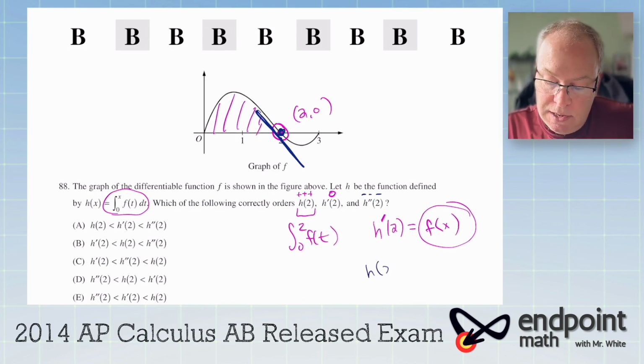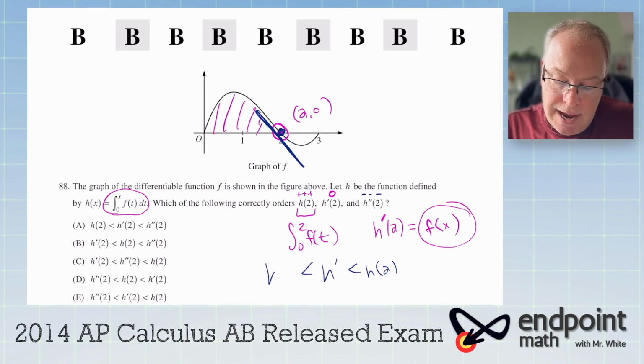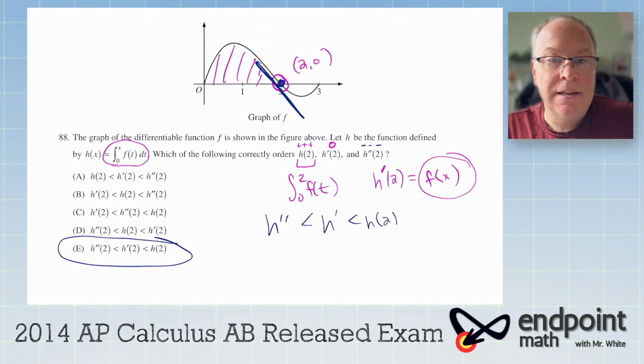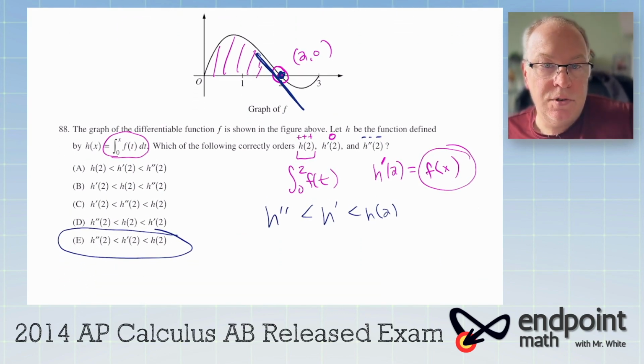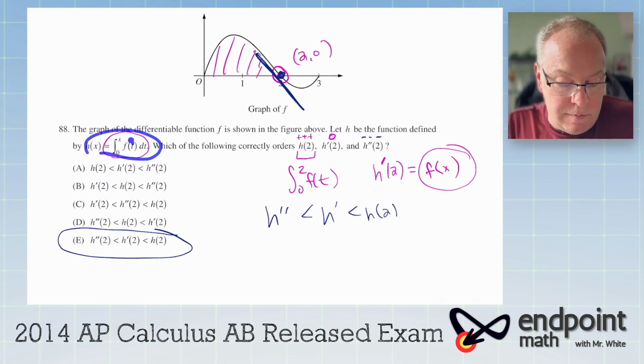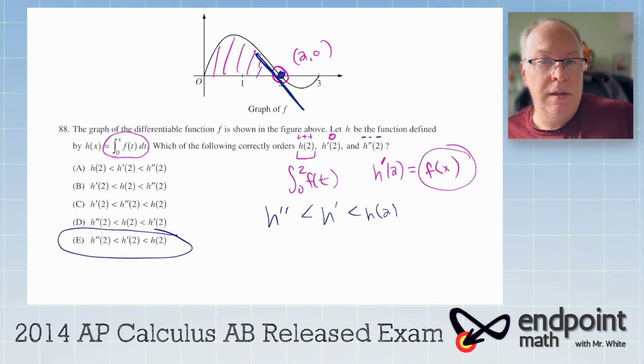H of 2 is definitely the biggest. H prime is in the middle. And then H double prime is the smallest. And that was option E on the answer set. Right, so all you had to do was analyze positive and negative. Of course, the fact that the derivative of an integral is just the function was part of the test here.